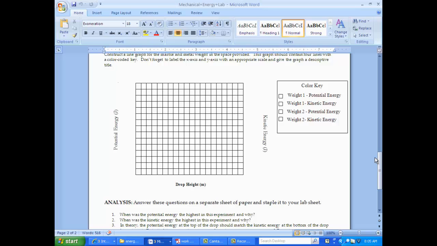Your graphs, if you did the graphs correctly, which I think most people did because I went around and helped people, your graphs should have pretty much crisscrossed like that, meaning when potential energy was really high, kinetic energy was really low, and then as potential fell, kinetic rose. All right?